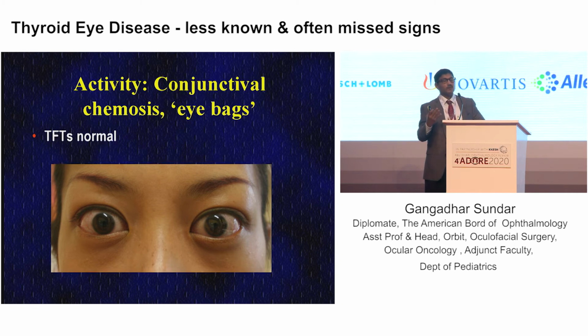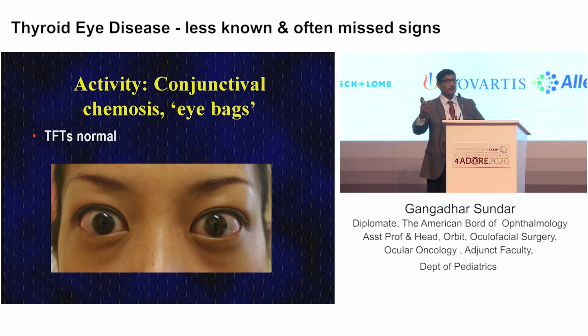The third important thing is about the concept of activity, looking for conjunctival chemosis. To me, I can make out a chemosis 5 feet away. Look at this glistening eye of a patient. You don't need a slit lamp to pick up the chemosis as well. And that itself tells you there's either a congestion or active inflammation.